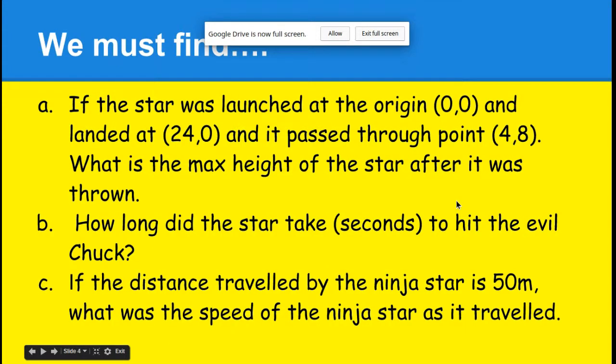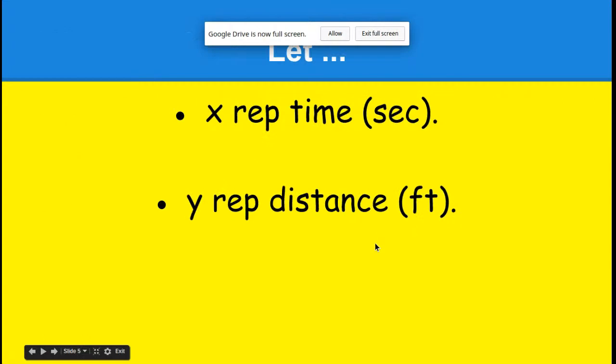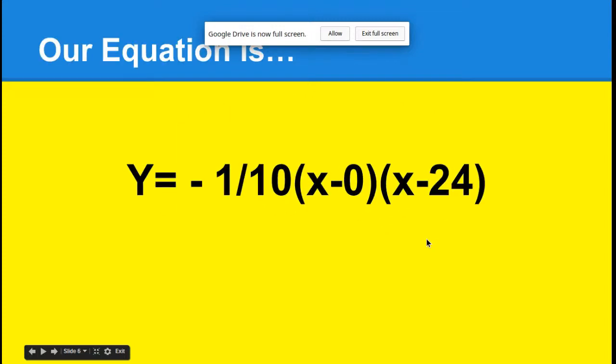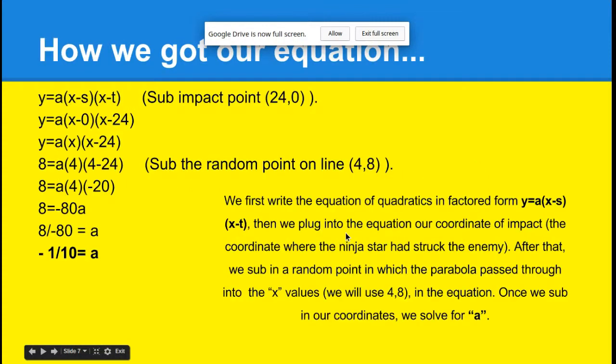So our objectives are, we must find, if the star was launched at the origin and landed at point (24, 0) and it passed through point (4, 8), what is the max height of the star after it was thrown? Let's figure it out. So now let x represent time in seconds and let y represent the distance in feet. Our equation is y equals negative 1/10 times x minus 0 times x minus 24, and we'll tell you how we figured this out.